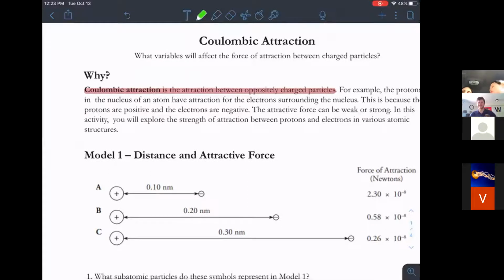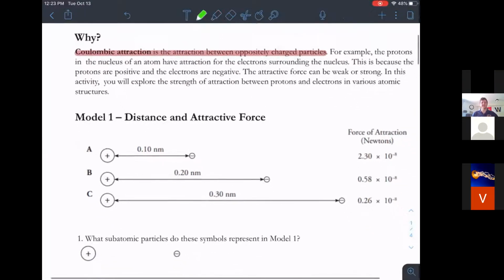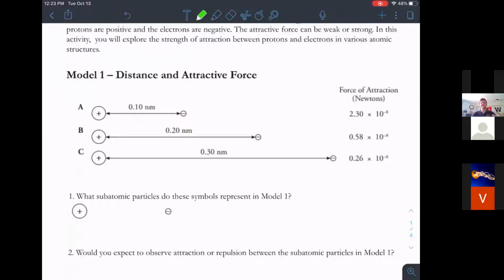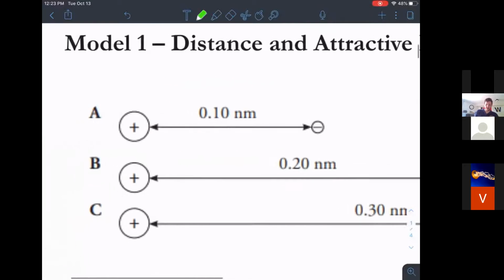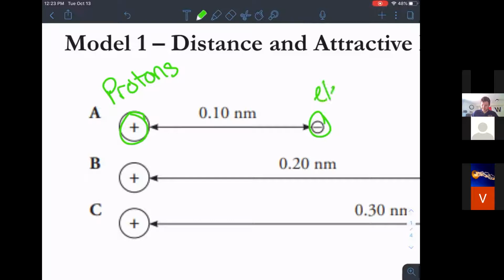So if we look at this first picture, this model 1, it has a distance and an attractive force. Here we have this positive side. What do you think this positive side represents? If we're thinking about our atoms, what does that positive represent? Protons. Protons, perfect. So then the negative over here is going to represent what? Electrons. Electrons. Awesome.